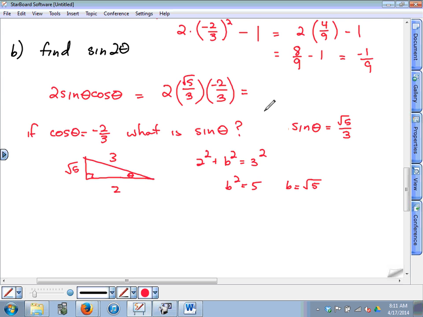This is just basic arithmetic from here on out. Denominator is going to be 9, we know that. What's the numerator? Don't be shy, I know you guys know. This is pretty easy stuff. There you go, negative 4 square roots of 5.